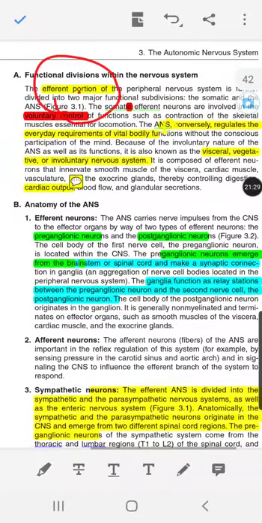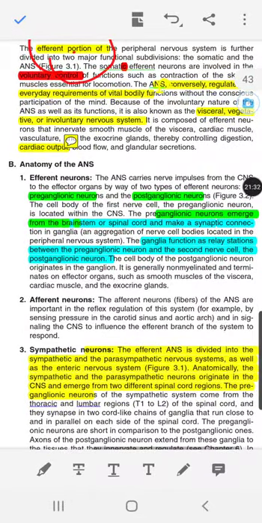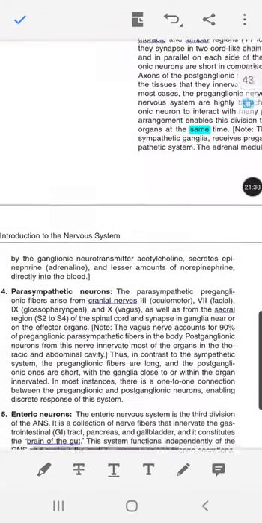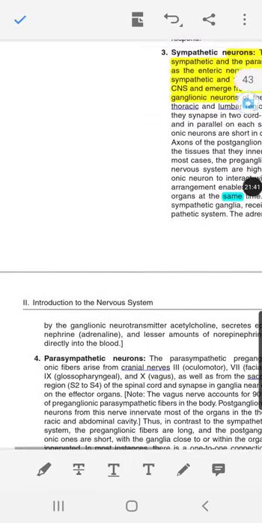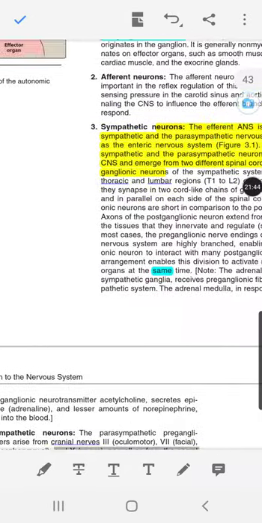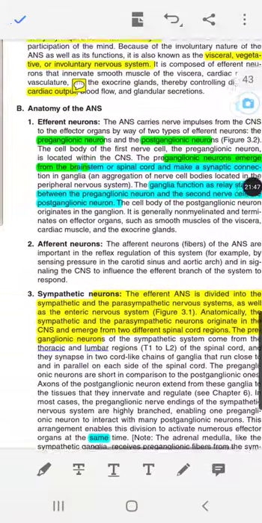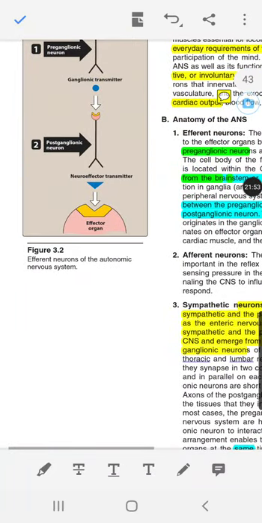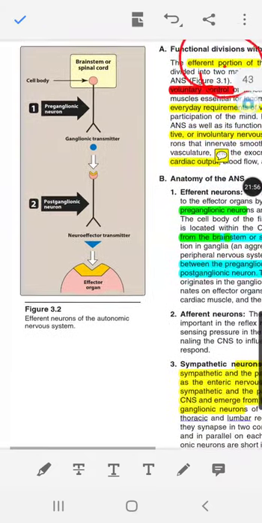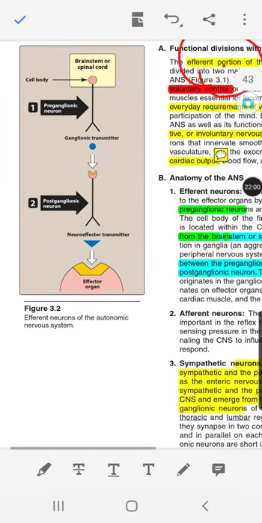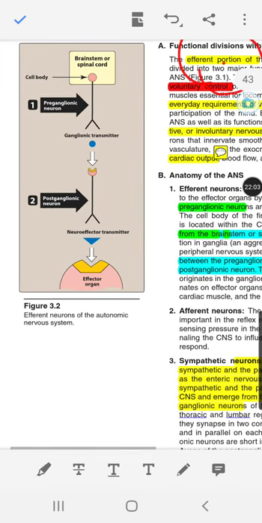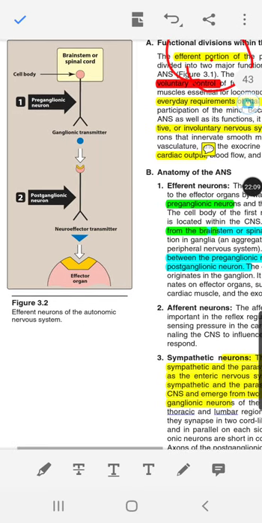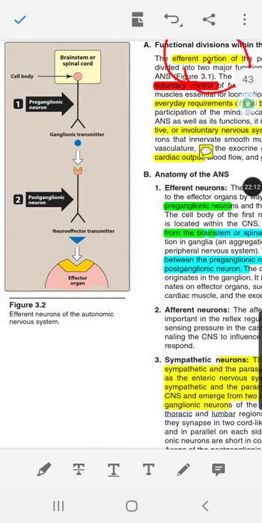Now we are going to study the anatomy of ANS, which includes efferent neurons, sympathetic neurons, parasympathetic neurons, and enteric neurons. Five headings: efferent, sympathetic, parasympathetic, and enteric. So, efferent neurons of the ANS system.